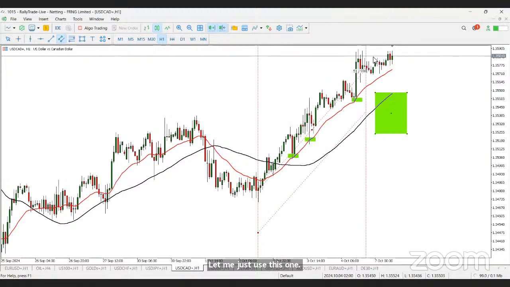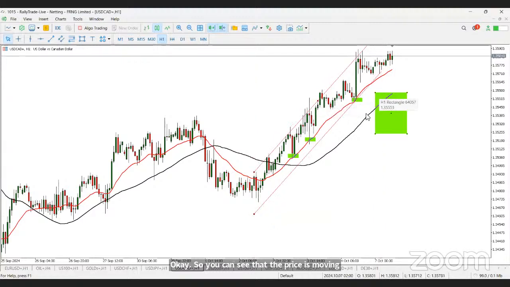Okay. Something like this. We cannot hear you, sir. You cannot hear me? For me, I can hear you. Okay. So you can see that the price is moving in a very tight range on this channel. But the price will break out. And where it will most likely break out to is the downside, not the upside. It will break to the downside, not to the upside.